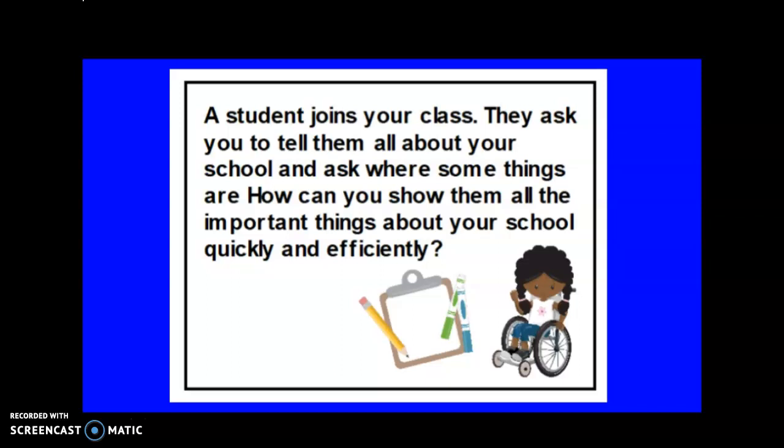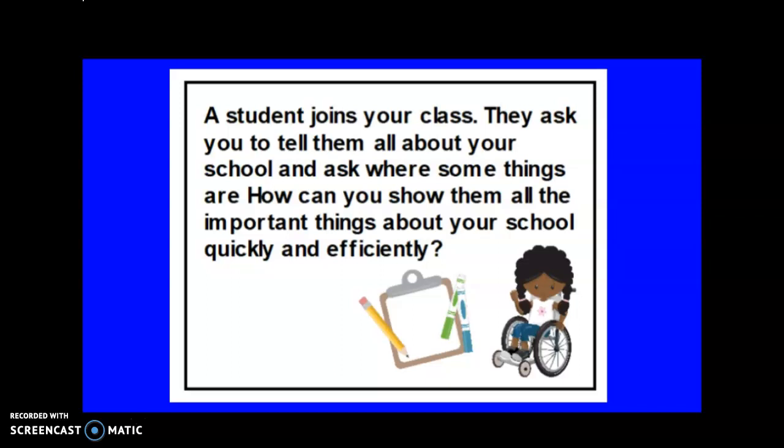So here's the key to that problem. We want it to be quick and efficient. So if you take your friend around the school, would that be quick? No, because it takes time to walk around the school and show them everything. So walking them around the school would not be quick. And efficiently is basically just a larger word that means that it's done in a good time frame. So we want to make sure it's not taking an hour, it's not taking 2. We want it to be done in a very short amount of time.